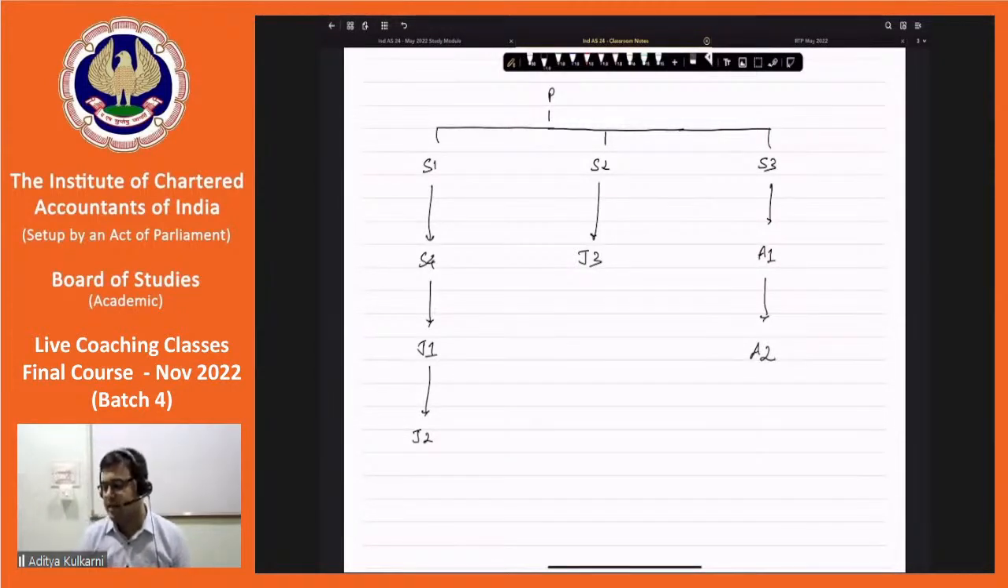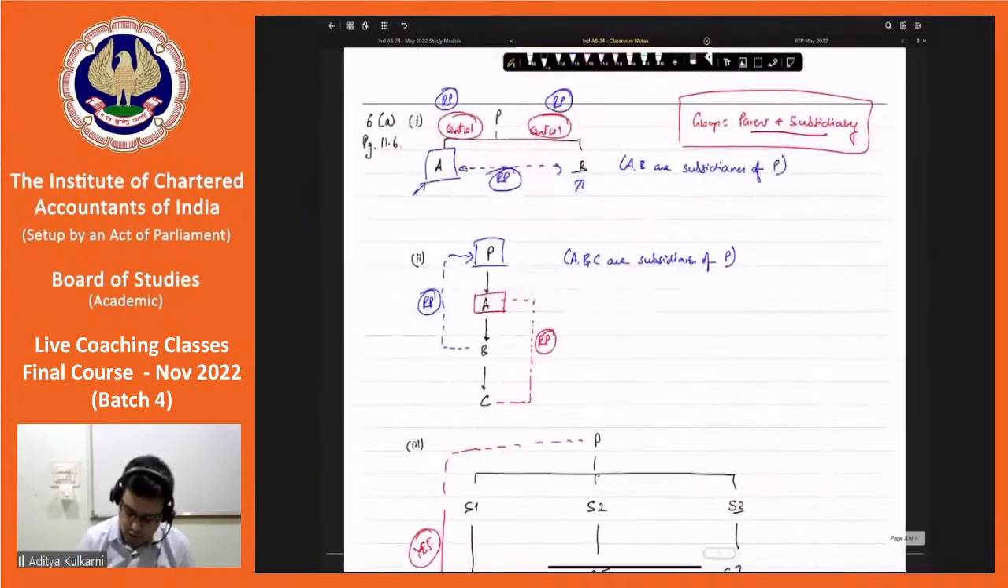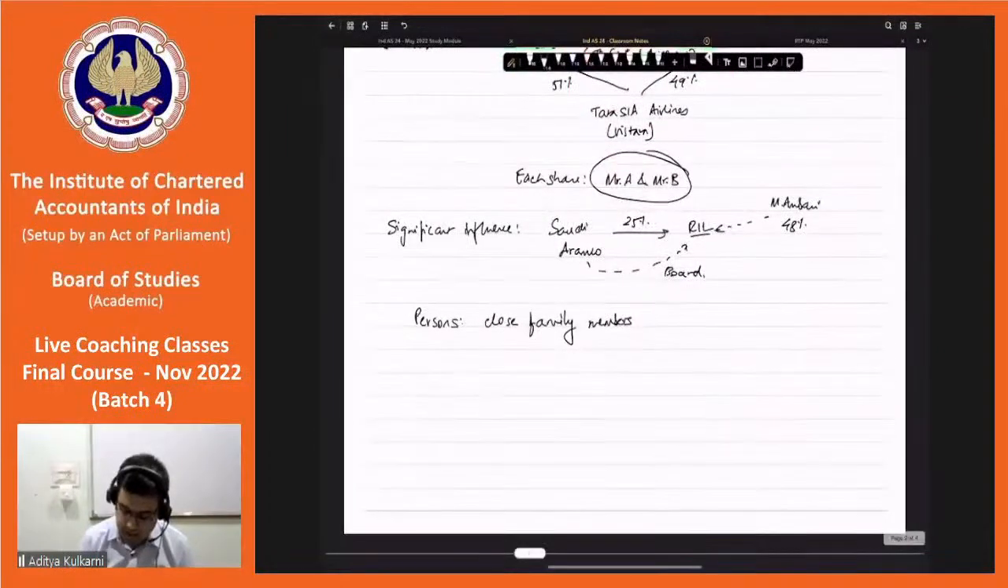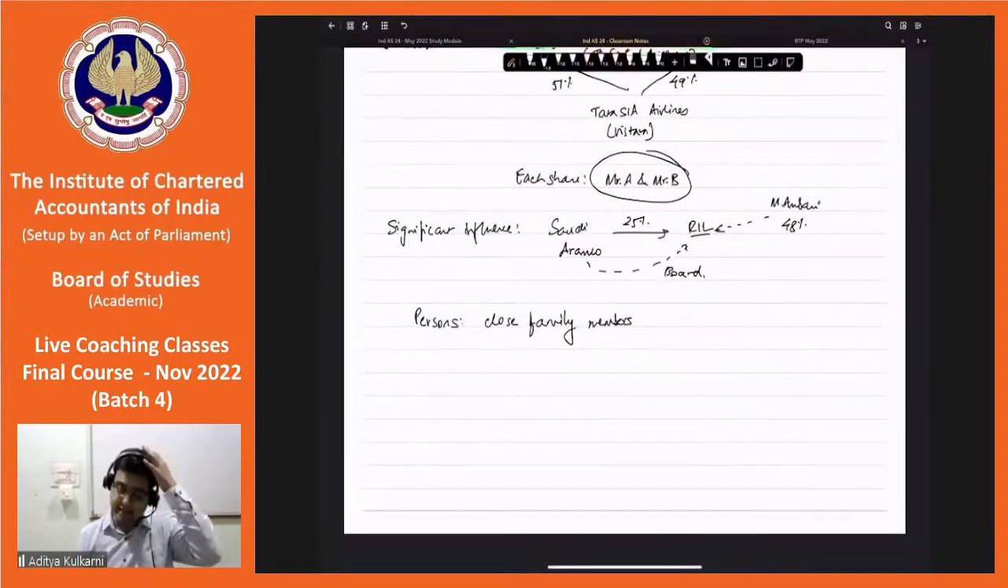Sir, what is meant by associate? When you have only significant influence, I had told you, significant influence. Aramco influencing Reliance Industries. So that means Saudi Aramco is an associate of Reliance Industries. That is the meaning of associate. Where there is a significant influence, generally more than 20% holding up to 50% holding, from the perspective of a layman.